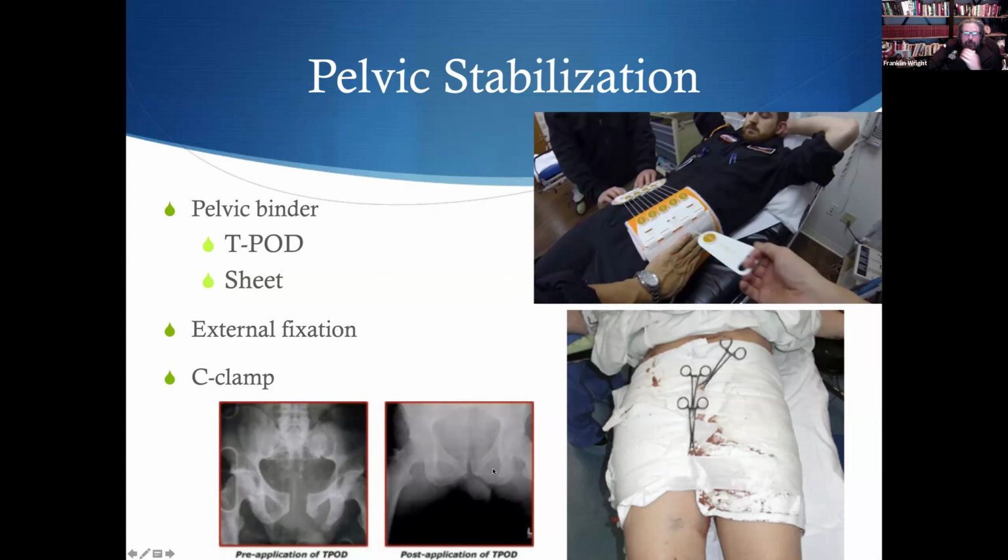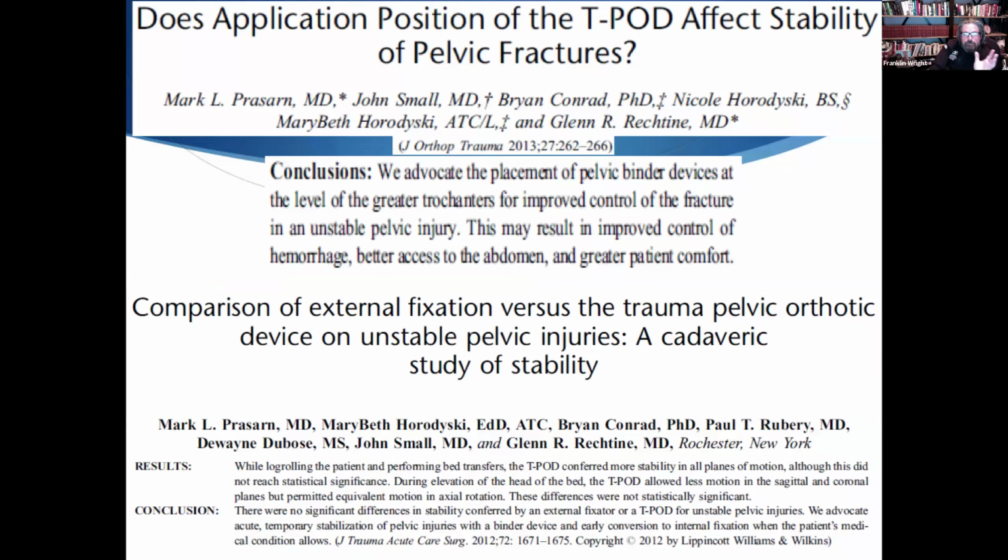Putting on the T-pod brings the pelvis back together. Now the pelvis looks like normal anatomy, and you can see the difference in area of hollow space in the pelvis, and that difference in volume is even more dramatic. And I'll talk a little bit here. Do T-pods work? Yes, they work well. This was looking at external fixators, orthopedics applied, compared to a T-pod, and they worked equivalently as long as you apply them correctly.